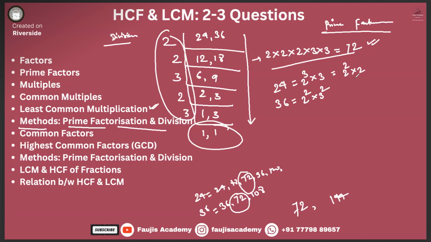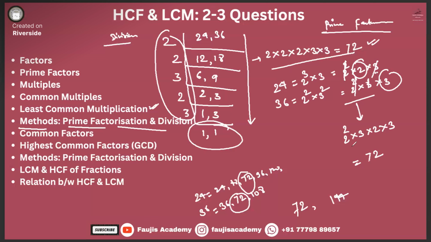Then write only 2. Then write 3. Now 2 square. What is common? 2 square is common. That's it. There's no more 2 over here. Then 3 was common. Then 3 into 3. What are the commons? These two are common and these two are common. Just write it down: 2 square into 3. But the story doesn't end here. You have to write down the remaining ones as well. Now tell me, what is this value? 72. Right. So 72 is your answer.